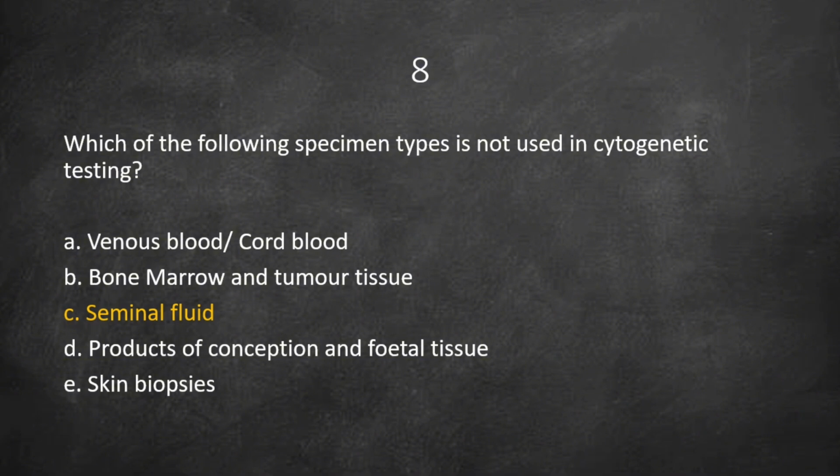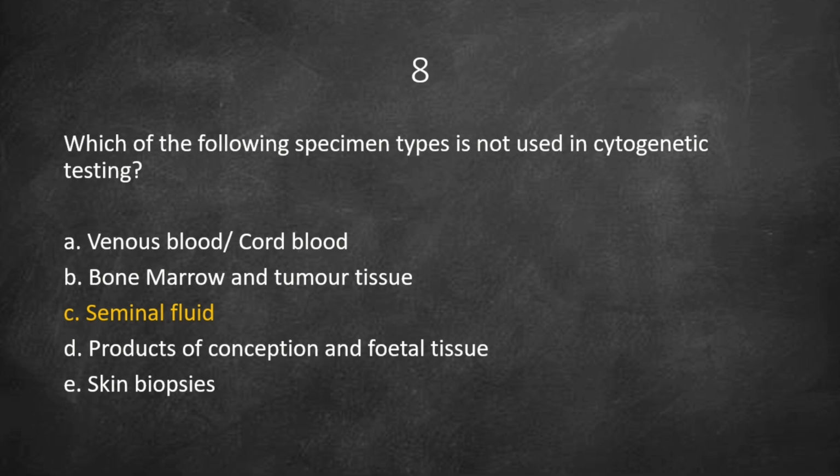Then if you look at option E, it says skin biopsies. That one too is very important. You can take skin biopsies and then analyze them for any genetic disorder or cancers that are affecting the skin. So of all these options, the option that we cannot use here is seminal fluid.